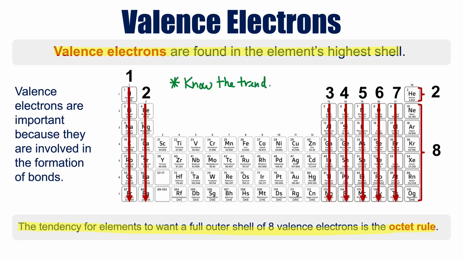What you need to know moving forward is the trend for valence electrons on the periodic table. All of the elements in group 1 have 1 valence electron. All of the elements in group 2 have 2. You're skipping the transition metals, the D block. Group 13 has 3, 14 has 4, 15 has 5, 16 has 6, 17 has 7, and then all of the noble gases have 8 valence electrons except helium. Helium has 2. So you have to know this trend in order to quickly answer the problems that we're going to be solving in the upcoming lessons.